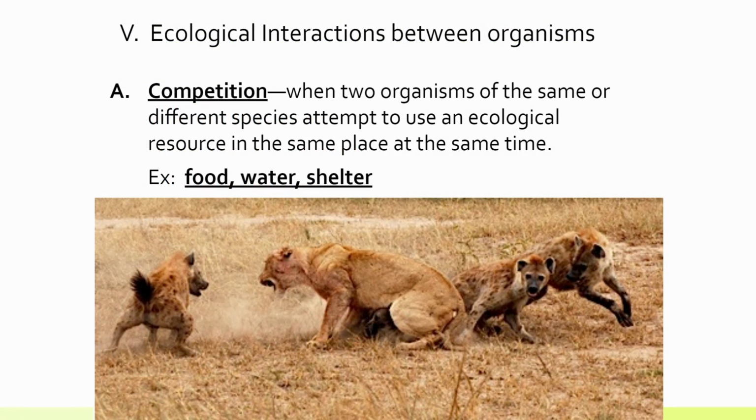So ecological interactions between organisms can be competition, again, usually for food, water, or shelter. And sometimes this can be so severe that one of the organisms competing eventually goes extinct.